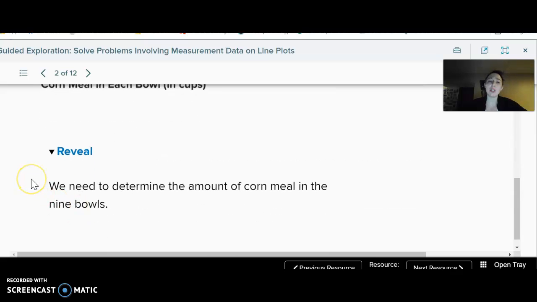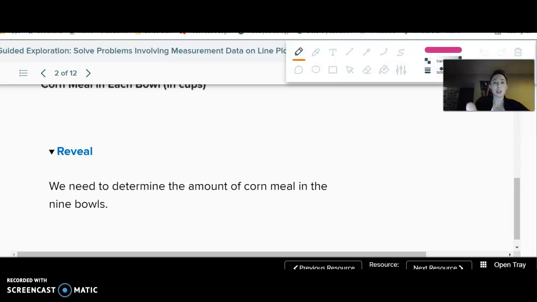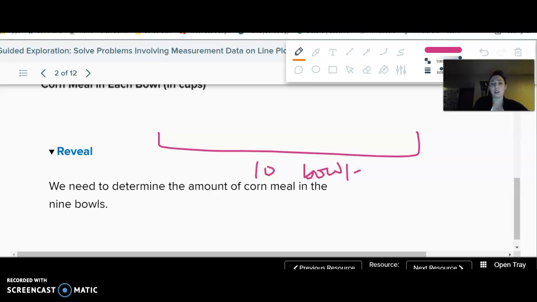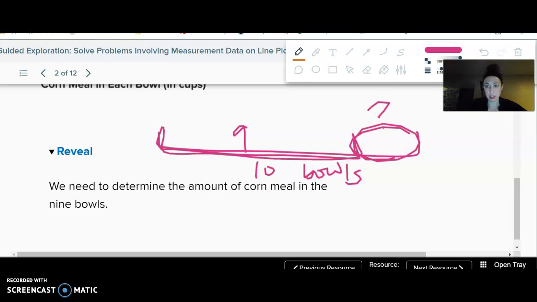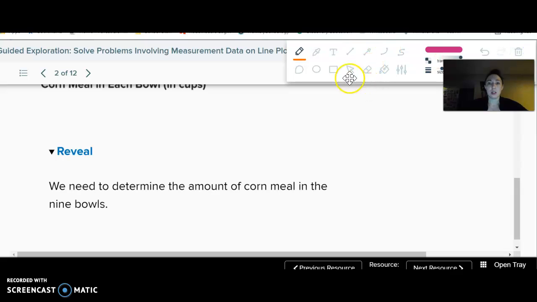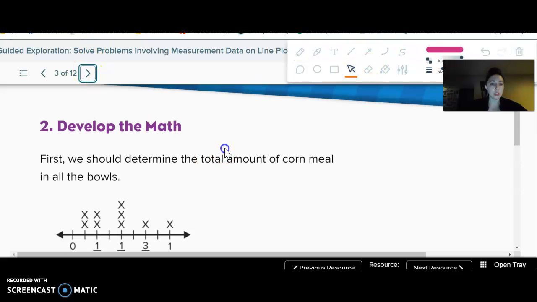All right, hopefully you thought we need to determine the amount of cornmeal in the 9 bowls. So imagine this is all 10 bowls. If we figure out how much is in the 9, then we should be able to figure out this part that is missing. So first we'll add up all the ones we have to figure out what's there, and then we can subtract to find the missing part. Now, I know it's fractions. Don't be scared.